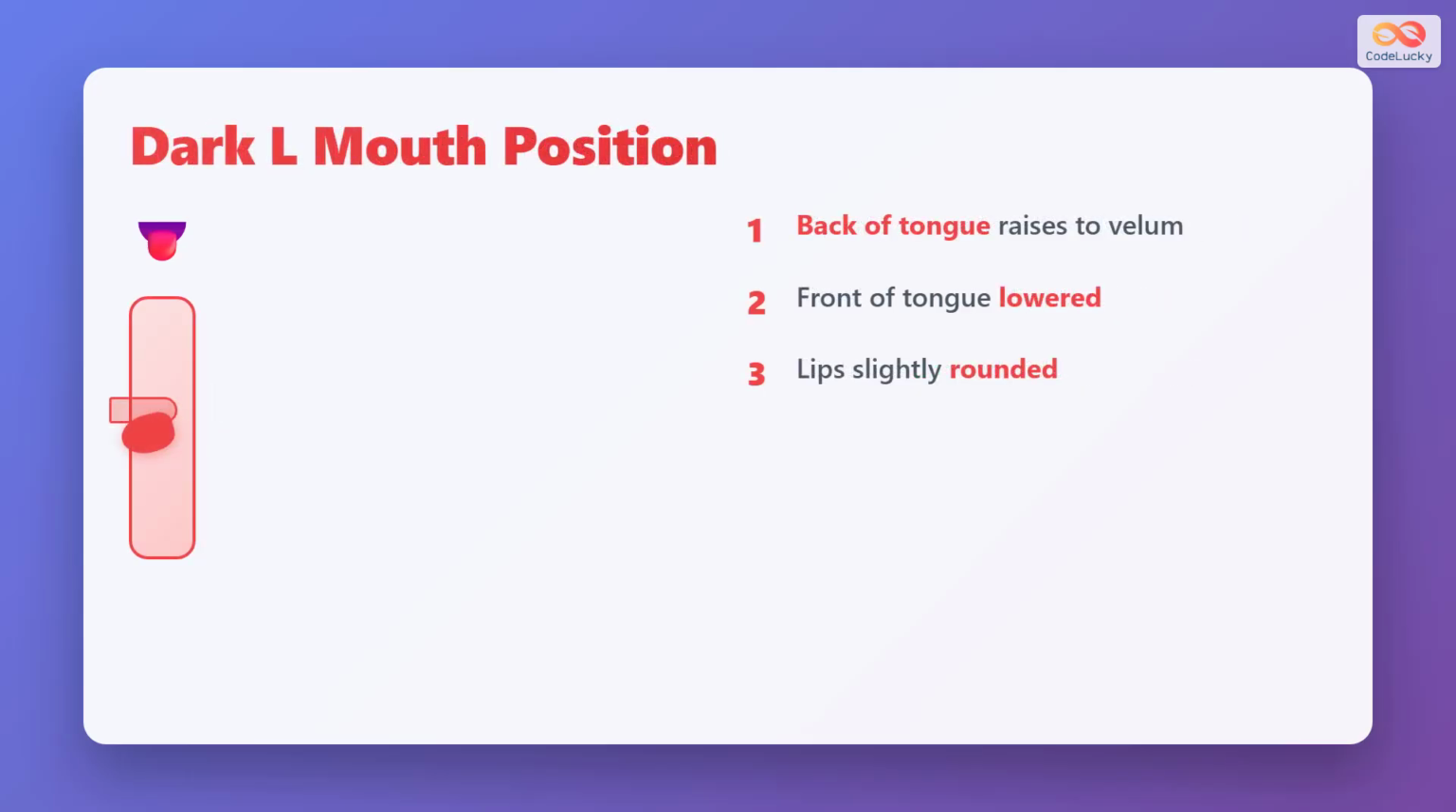For the dark L, the mouth position is completely different. First, raise the back of your tongue up toward the soft palate. This is the soft area at the very back of the roof of your mouth. Second, lower the front of your tongue. Third, round your lips slightly. This back of the mouth position is what creates that darker, deeper sound of the dark L. This takes more practice for most learners, so be patient with yourself.